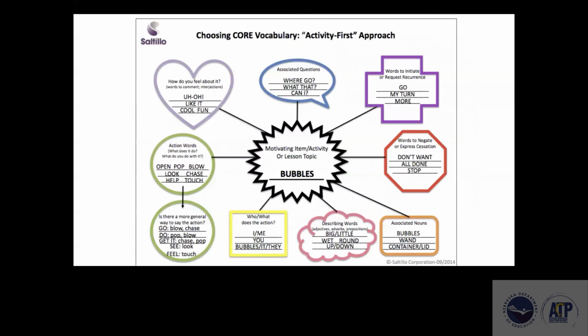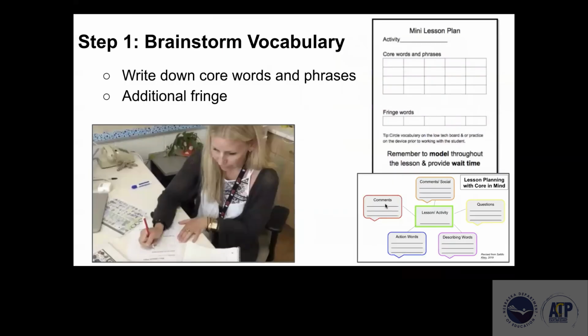And here's that Saltillo one that is on their website. They have a blank one that you can print out, and they go even more in depth. So how this works, again, the staff just brainstorm the vocabulary based on that specific activity or lesson, and they just write down the core words and phrases and any additional fringe. So you just choose one of these. We just have a couple different examples for our staff to choose from.